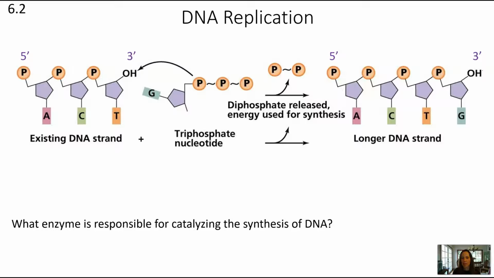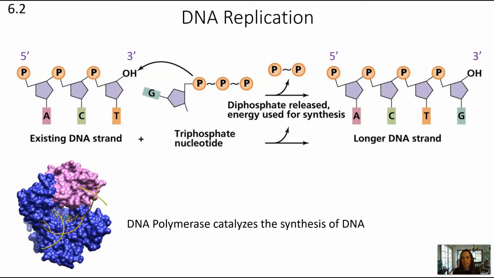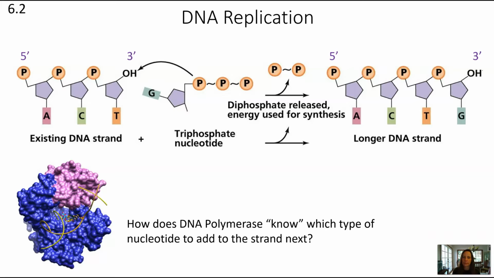What enzyme is responsible for this process? What helps catalyze the synthesis of DNA? That's an enzyme known as DNA polymerase. You can maybe remember this because it's causing the polymerization. We're making a polymer. We're making the nucleic acid. And the polymer that we're making is DNA. So that's why it's DNA polymerase.